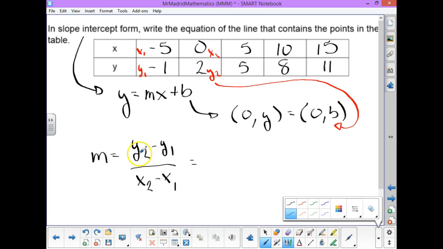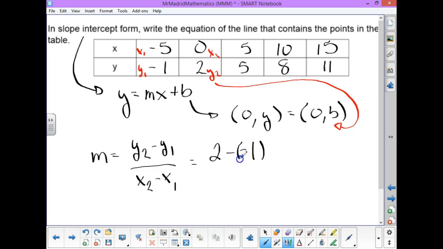So let's go ahead and plug in, right? y2 is 2 minus y1, which is, careful, negative 1, okay? So negative 1. Now put it in parentheses so I don't get all mixed up there in my work. I need an x2, which is 0, minus an x1, which is negative 5. And again, in parentheses. Most of you guys know that a minus and negative makes it a plus, so that's 2 plus 1 is 3. Over 0 minus negative makes it a plus, so then that gives me 5. So there's my m.